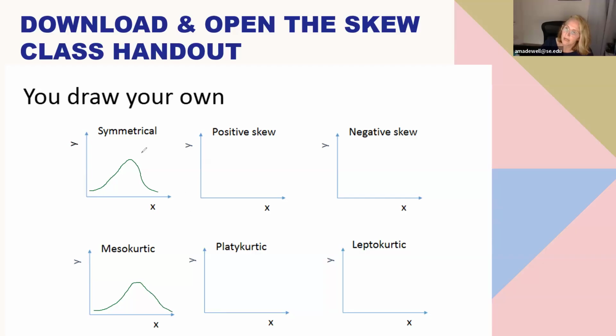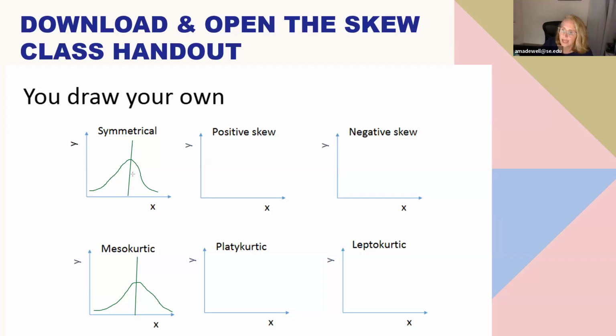Symmetrical means that if we were to draw a line in half, oh my goodness, that doesn't even look like it's in half. Okay, let me try again. I'm going to try to make it a solid line so I can't mess up. Okay, how does that look? Well, it's kind of leaning, but if our data is normal, that means it's symmetrical or mesokurtic.